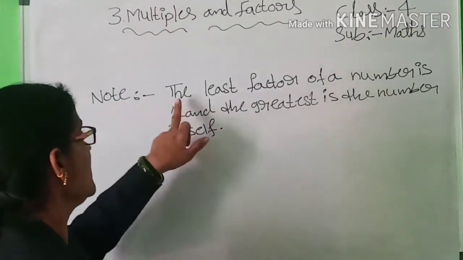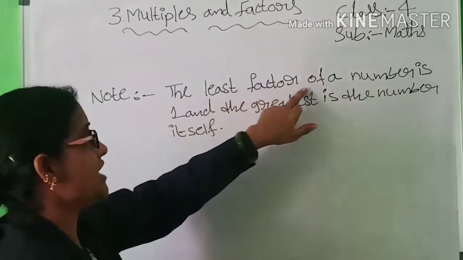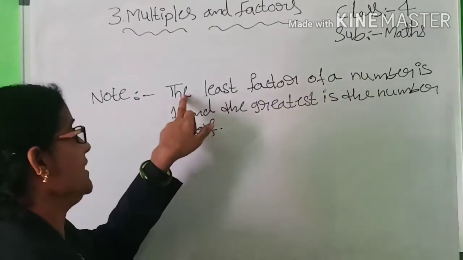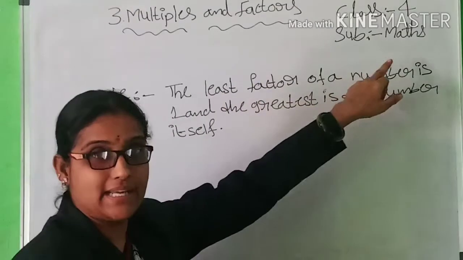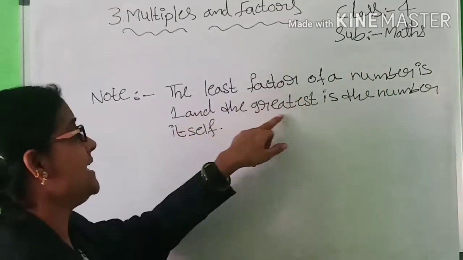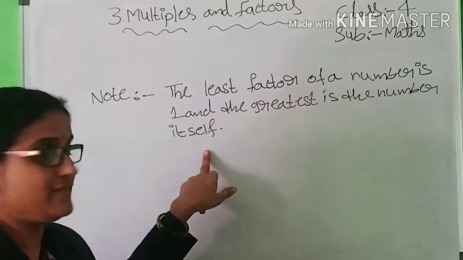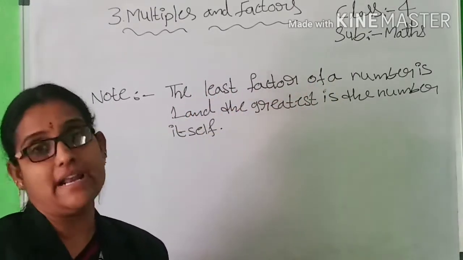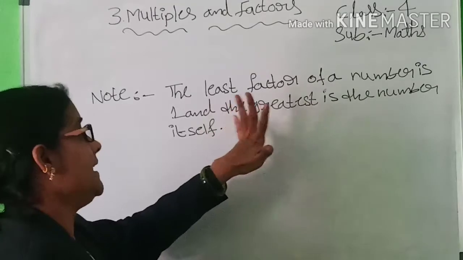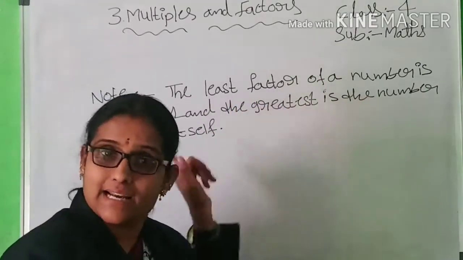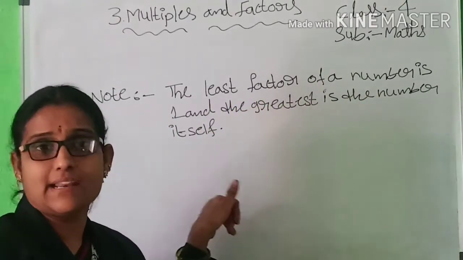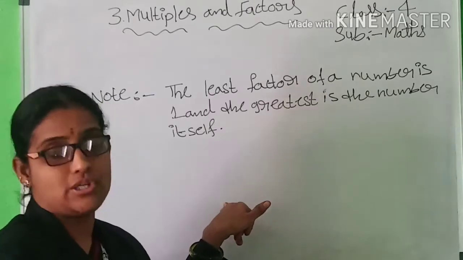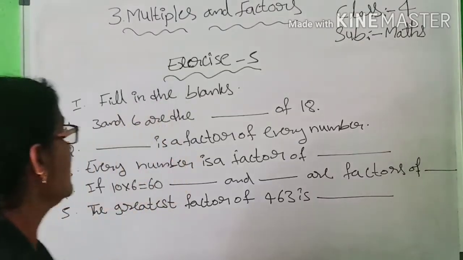Now, the least factor of a number is 1. And the greatest factor is the number itself. Okay, children, do you understand this one? Note this one.